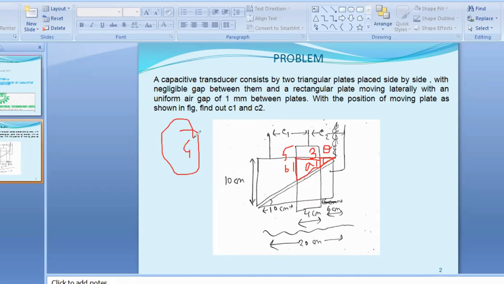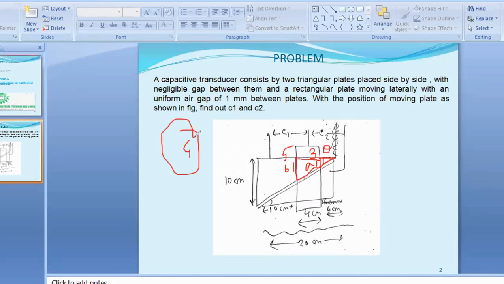Here you have to consider the trapezoidal shape. All the methods are combined here. I hope all of you have understood this problem. If you have understood this, then you will be able to solve any problem from capacitive transducers easily, and you will not face any problem in examinations. That's why I have discussed only this one problem today.